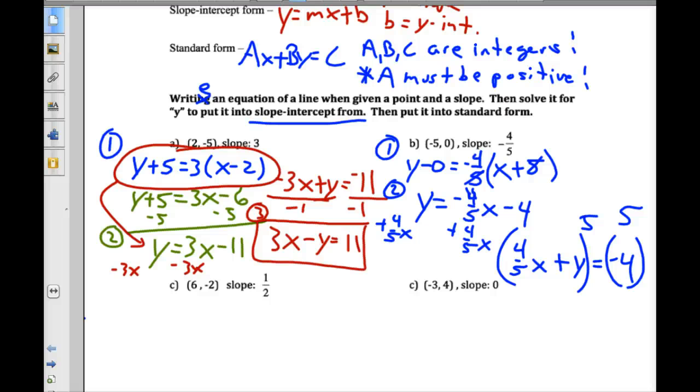I think it's positive. Okay, say it again. 4x plus 5y equals negative 20. Very good. Put a little 3 by that. There's your third form. So 1, 2, 3 forms. If you can do this, guys, you can do about anything. All right, try that next one.